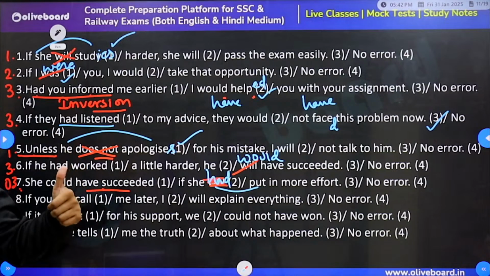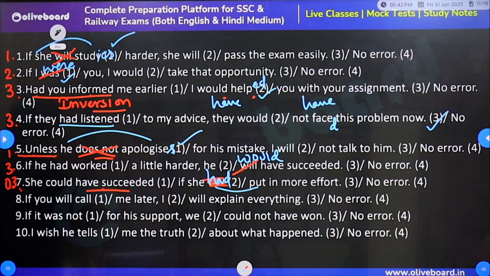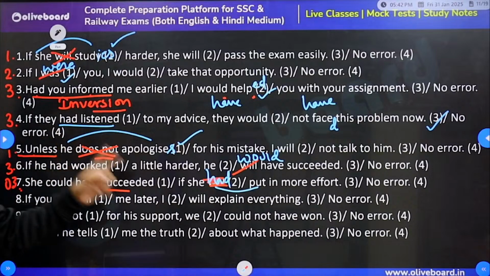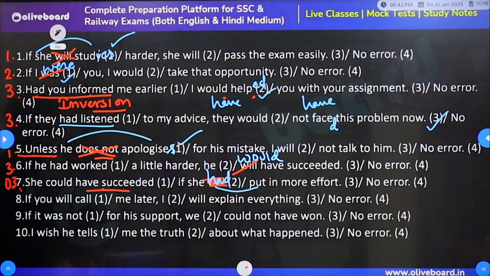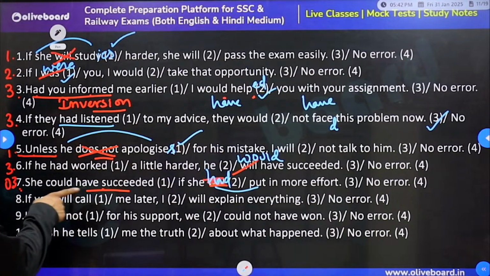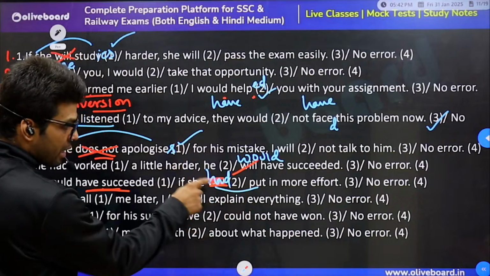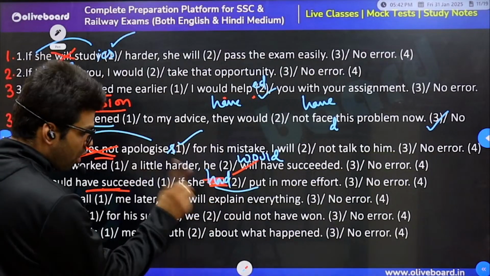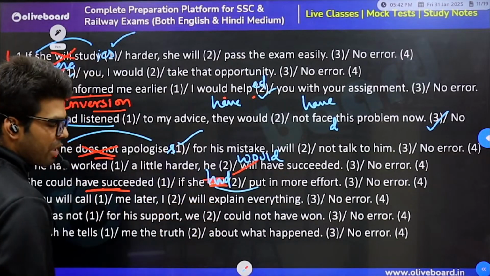Absolutely correct now. Amrita, Neha, Divya, yep. If she had put in more efforts, she could have succeeded. Third conditional. Conditional clause cannot be in future. No will, no would, nothing such. Let me say something for you.